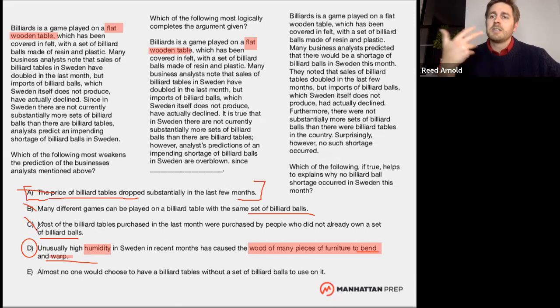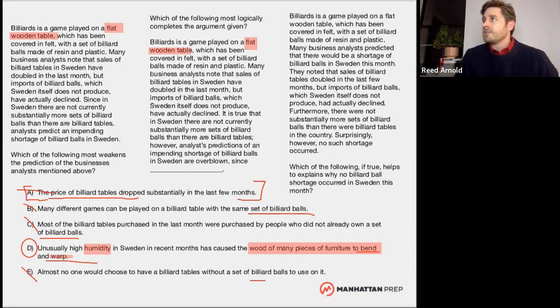If anything, C does the opposite of what we need the answer to do. Same thing with E. Almost no one would choose to have a billiard table without a set of billiard balls. Well, okay, then these people who are buying all these tables, don't they need balls with them? Why would this not lead to a shortage, right? E does the opposite of what we need the answer to do.